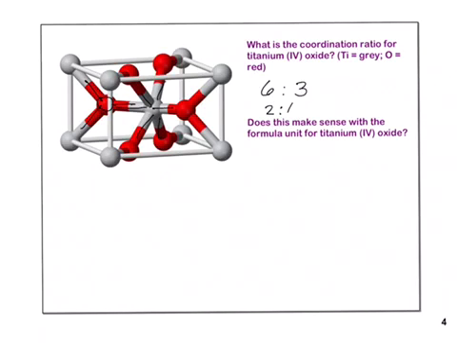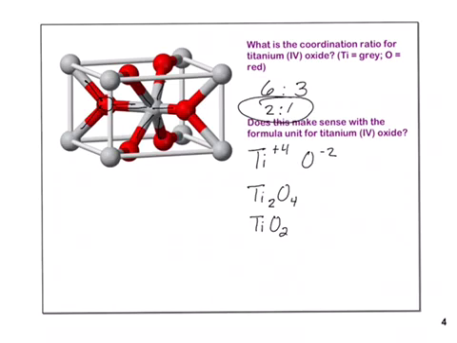And when you look at titanium 4 oxide, Ti has that +4 charge. Oxygen is a -2, so your formula unit would be Ti2O4, and when you put that in lowest terms, TiO2. And so that's your 2-to-1 ratio as well. So that does make sense.